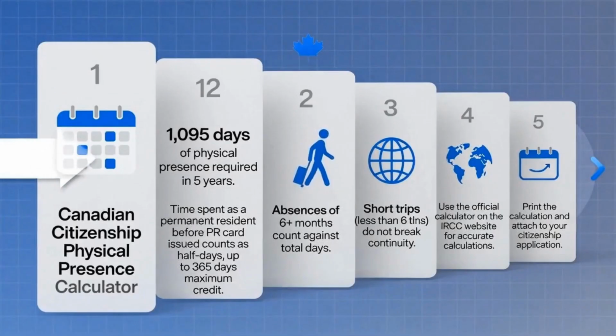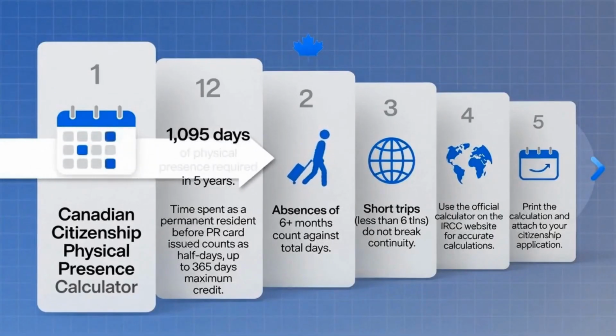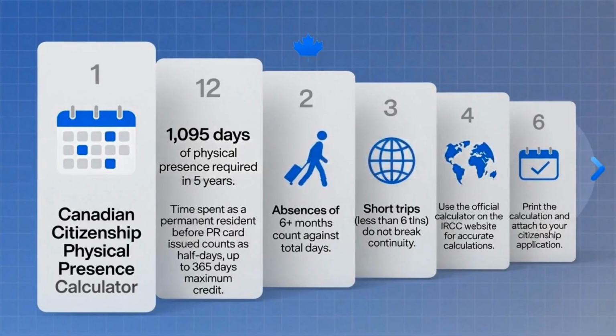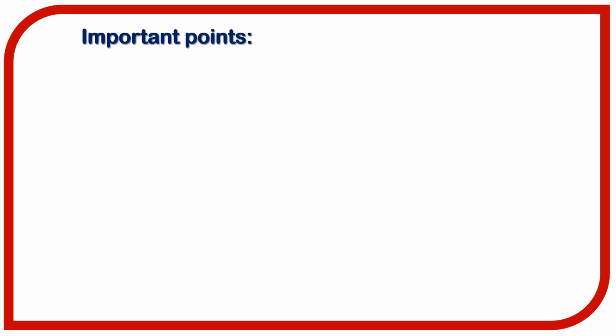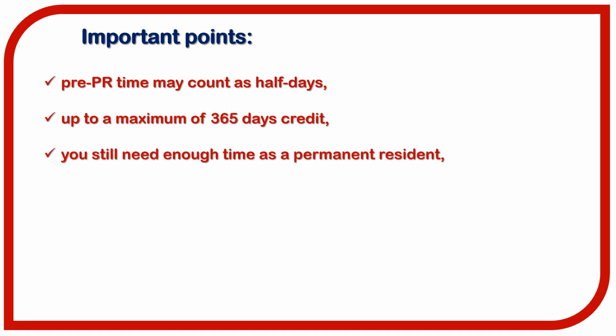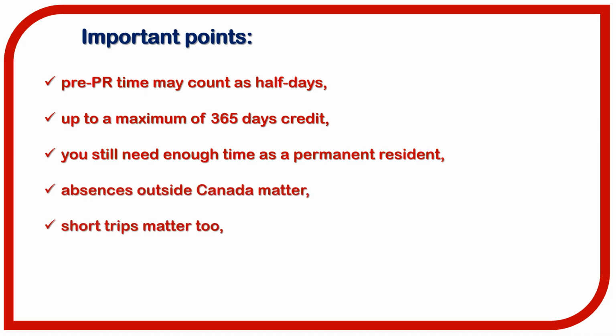Let's quickly recap everything we covered today. For Canadian citizenship, most applicants need 1095 days of physical presence in the 5 years before signing the application. Important points. Pre-PR time may count as half days, up to a maximum of 365 days credit, you still need enough time as a permanent resident. Absences outside Canada matter. Short trips matter too.